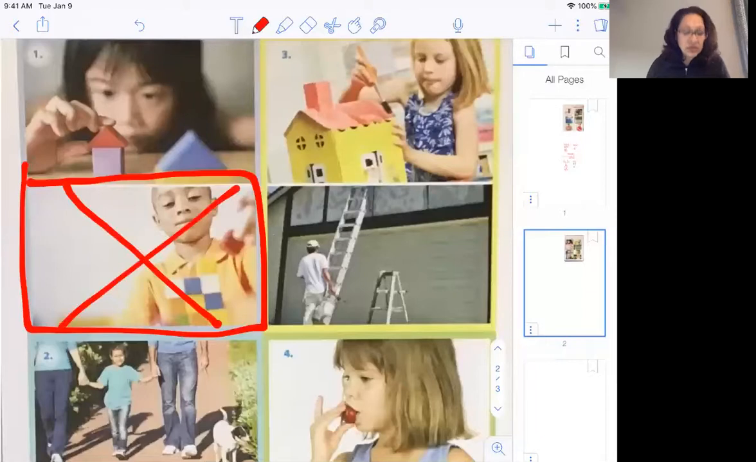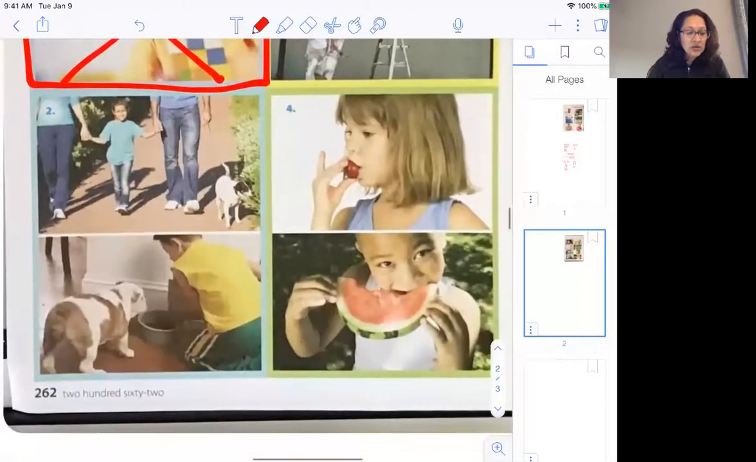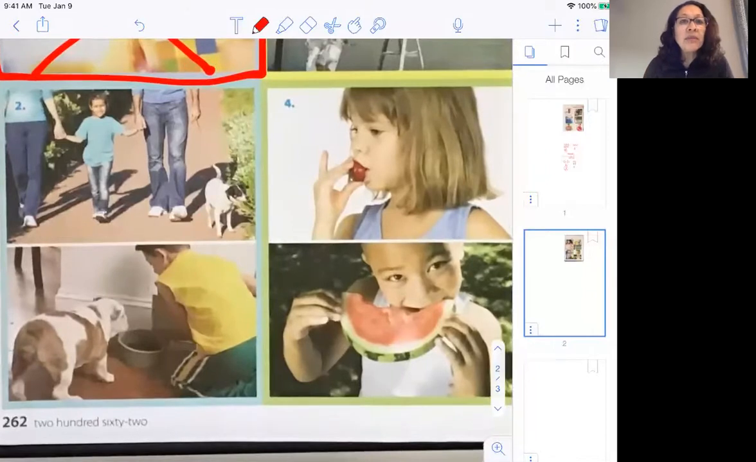Now let's go to number 2. Look at the little girl that's walking with her mom and dad and her little doggie, right? They're having a good time walking in the trail. Look, they're walking along, having fun in a beautiful day, right? And now look at the bottom. Oh, look, the little boy is feeding his dog. What do you think takes more time? Does it take more time to feed your dog, or does it take more time to take a little walk with your family?